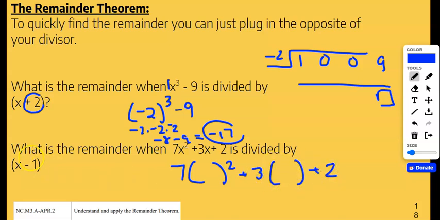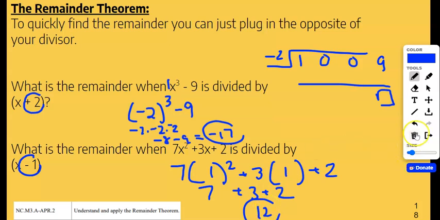Here, what would you plug in on this one? Well, hopefully you said you'd plug in +1 for your x's. 1 squared is 1, times 7 is 7, 3 times 1 is 3, and plus 2 gives me a final answer of 12 for the remainder on this one. So that's the remainder theorem.